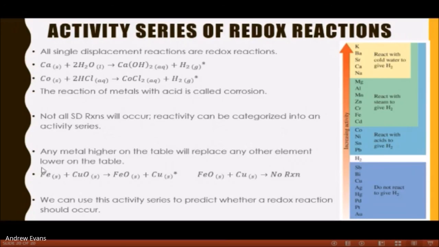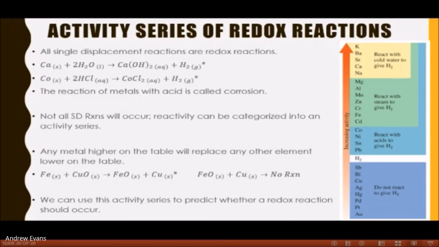So if I have iron and copper oxide, iron is right here on the table. Copper is way down there. Iron is higher up, so it's going to swap out for copper. If I try to mix copper solid with iron oxide, we would have no reaction. So one reaction will occur, the other will not. So this little chart could be used to predict whether a reaction would occur.